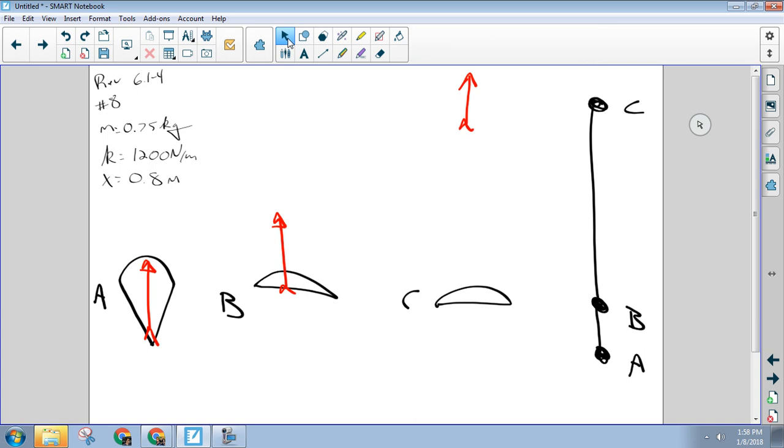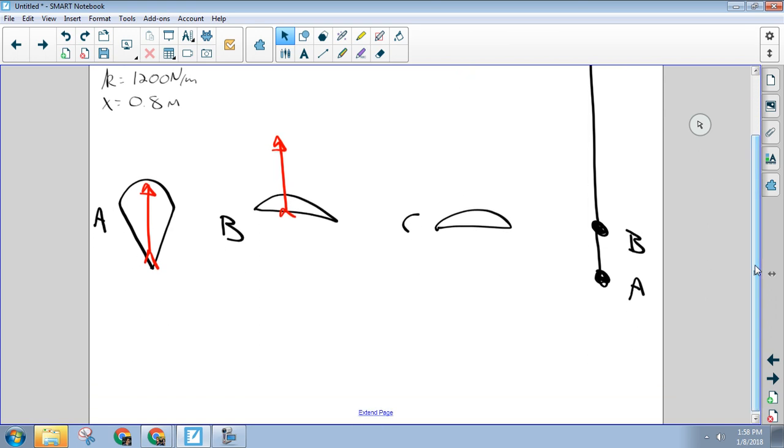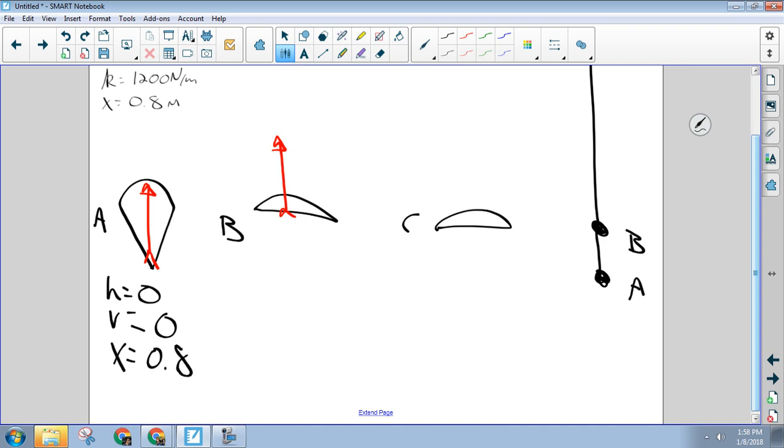Now, at each of those points, I need to be thinking about height, velocity, and displacement. So I always choose the lowest point in my problem to be a height of 0. So in this first part, in part A, my height is 0. What's the velocity there, you guys? 0, right? But we stretched this thing back 0.8 meters, right?